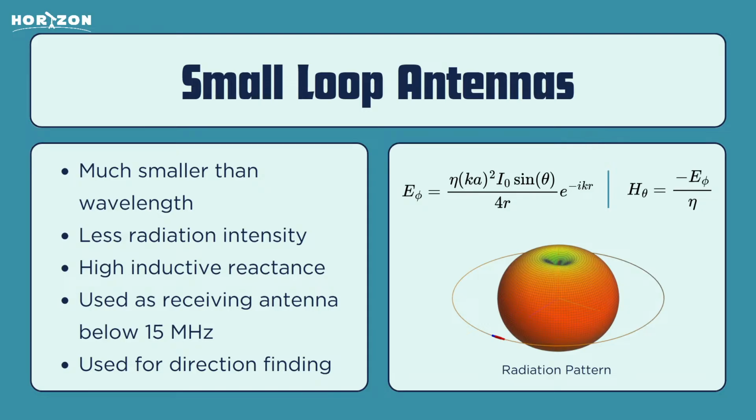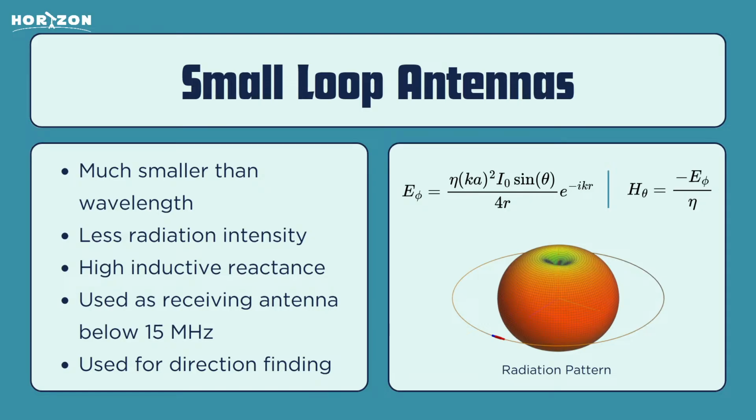So now we come to small loop antennas. These are much smaller than the wavelength. And again, similar to short dipoles, you can't get resonance here. Their efficiency is less, and they are usually used as a receiving antenna around 15 megahertz, because around 15 megahertz the noise from the circuit itself, as well as the background noise, is minimum. So you can amplify the signal without degrading it a lot.